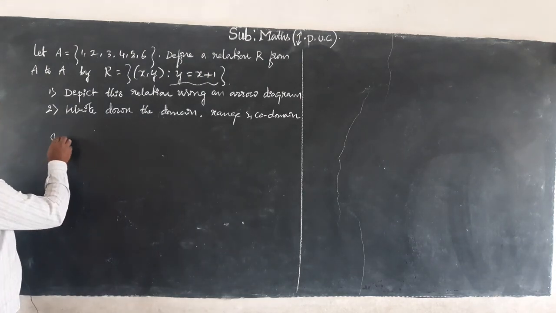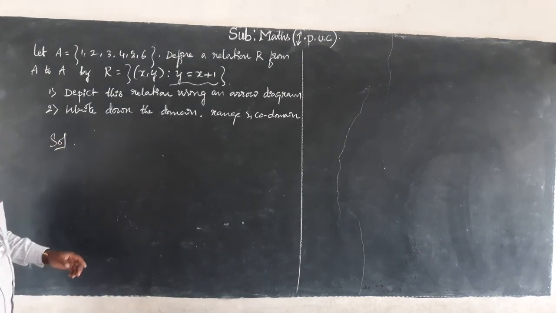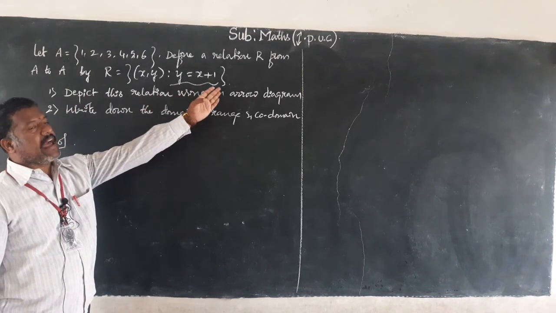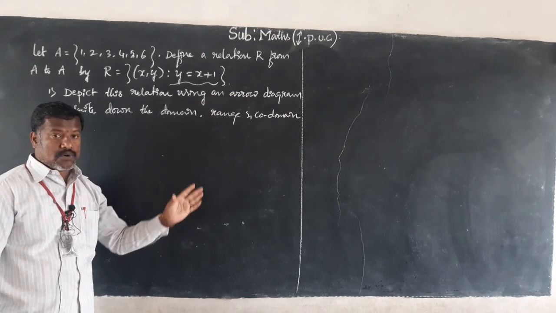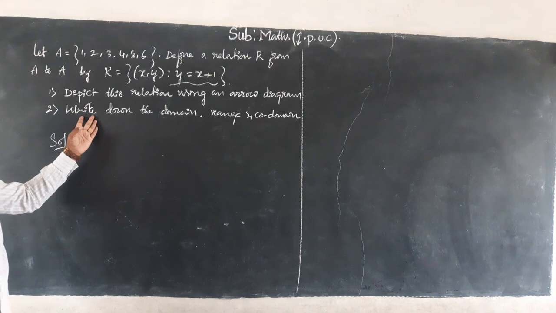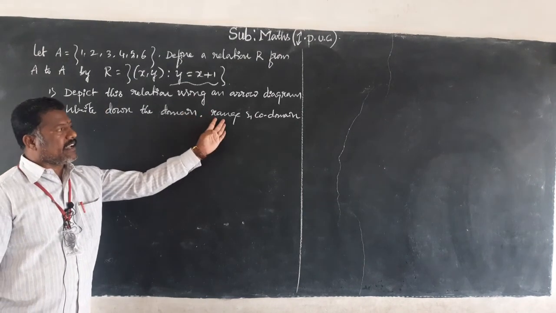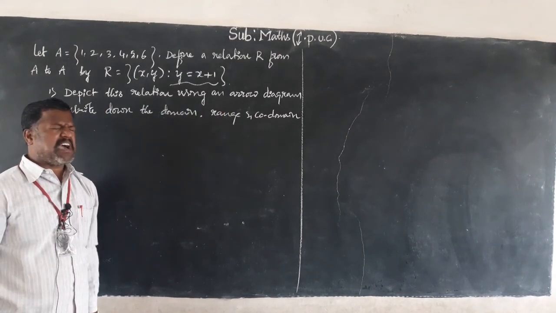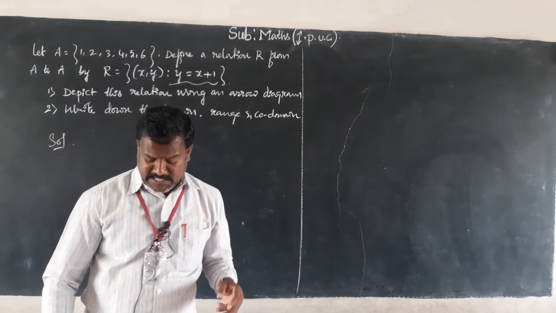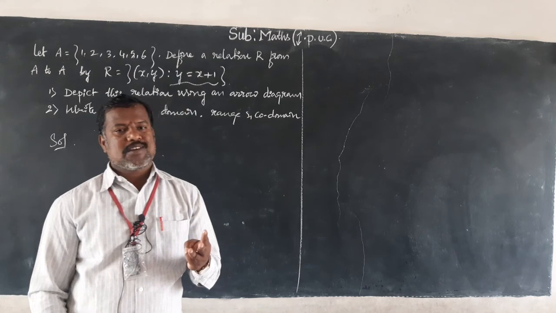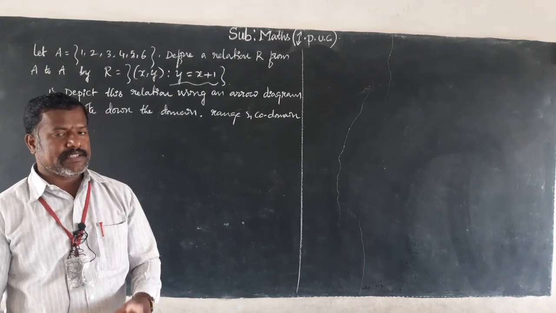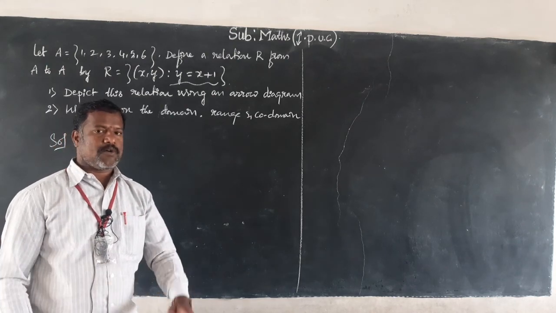So this is the very important thing you have to keep in your mind. Children, let us take down the answer. Before that, we'll see. Next, depict this relation using an arrow diagram. So here we have to draw the arrow diagram also, and also here we should write domain, range and codomain. It's a very simple problem. So definitely we can expect these types of problems for 3 mark question or 5 mark question, children. So don't neglect, just listen to me, and follow up correctly.